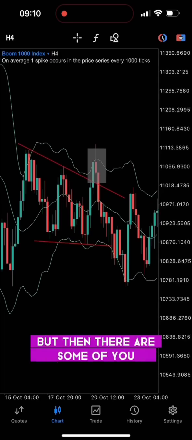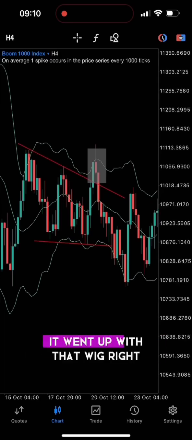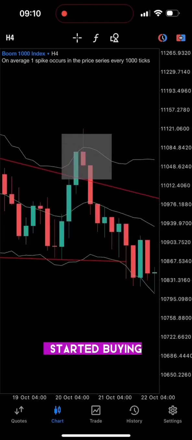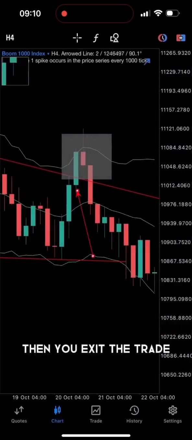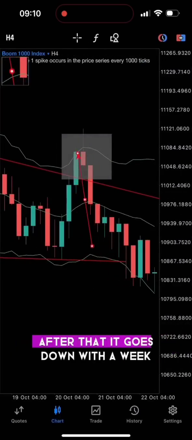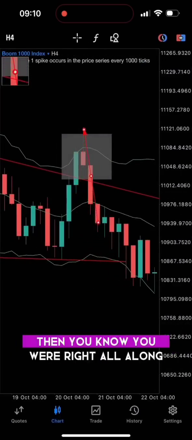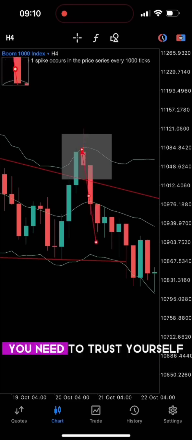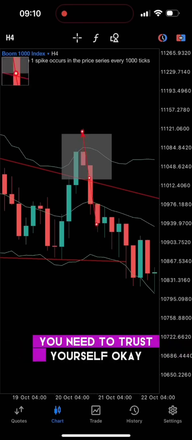But then there are some of you who will go full margin on a trade like this. Just look at it. It went up with that wick, right? You started buying. Then you think you are wrong, then you exit the trade. After that, it goes down with a wick. Then you know you were right all along. You need to trust yourself, okay?